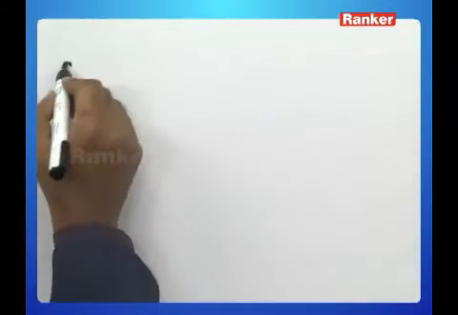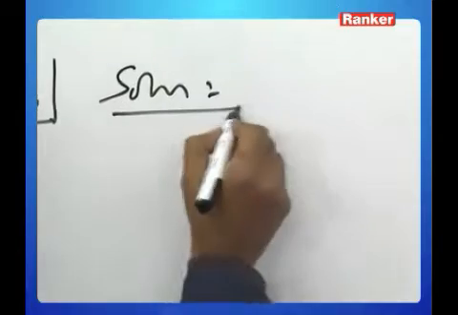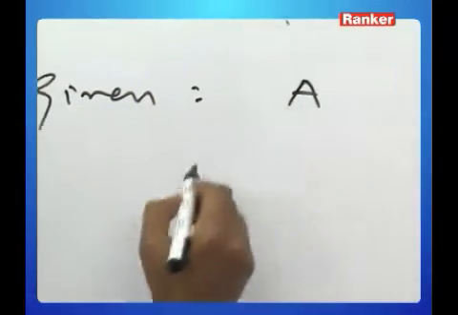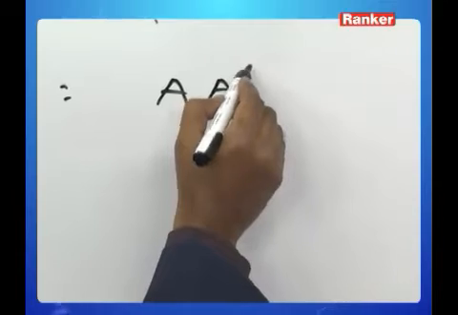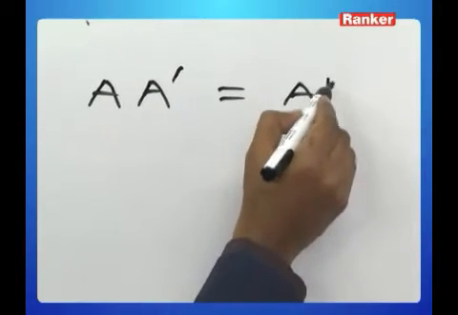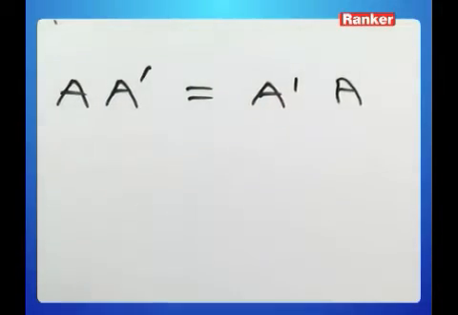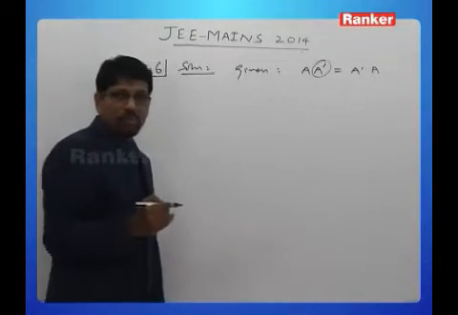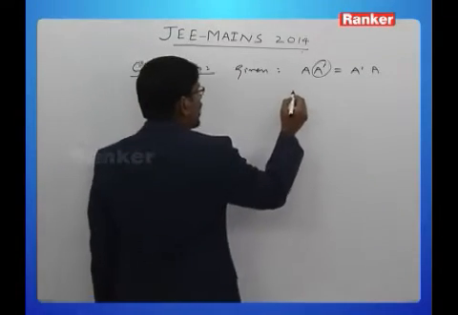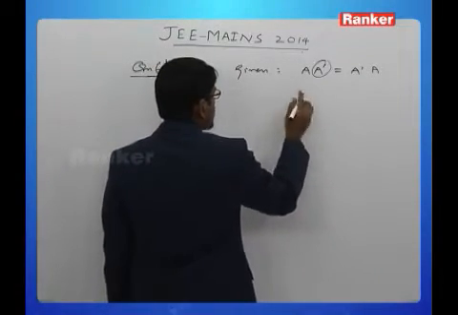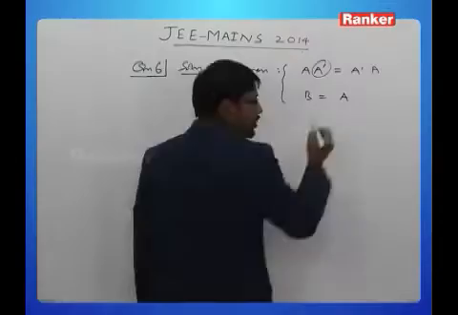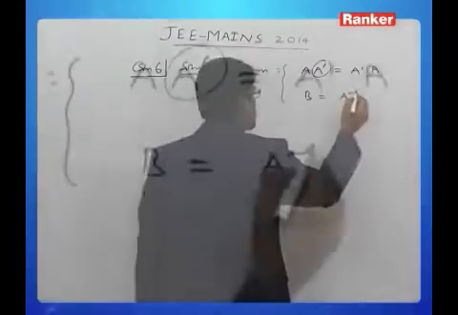What are we given? Given A into A transpose is equal to A transpose into A. The symbol is transposition of the matrix. What else are we given? We are also given that B is equal to A inverse into A transpose.